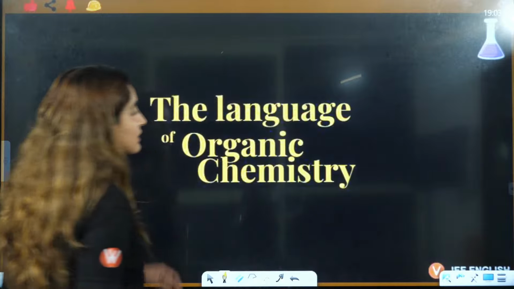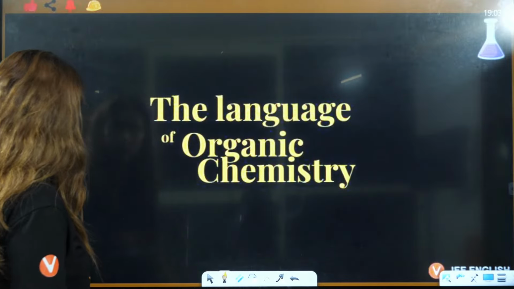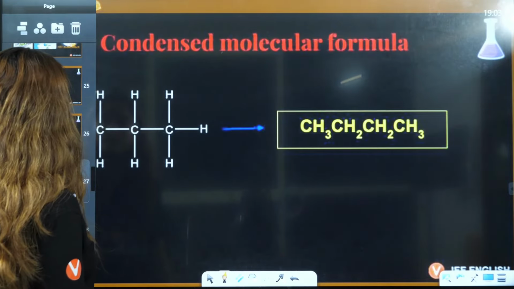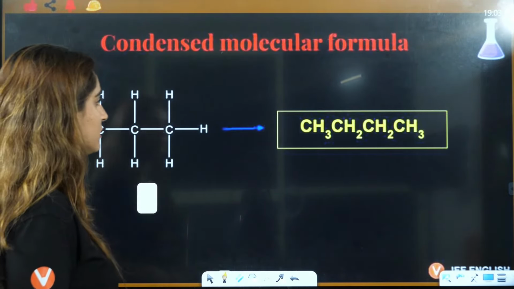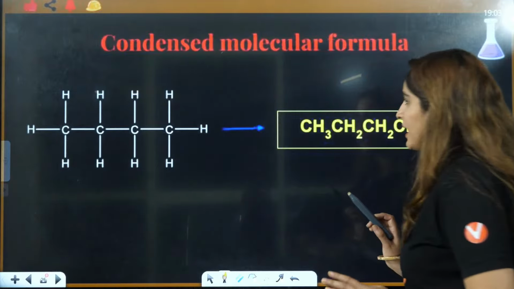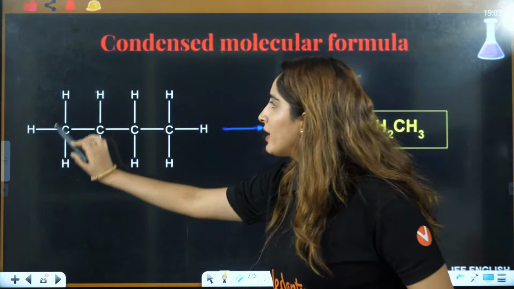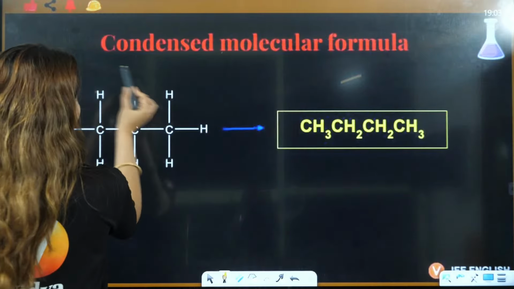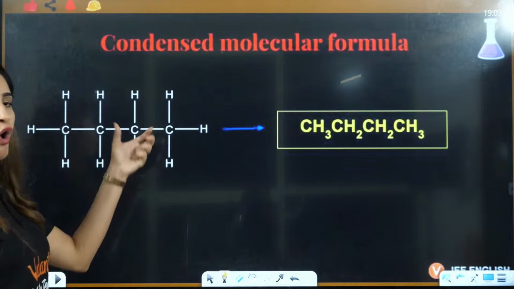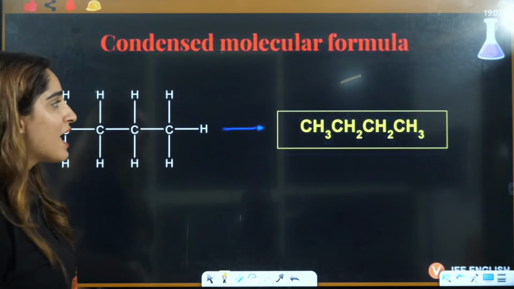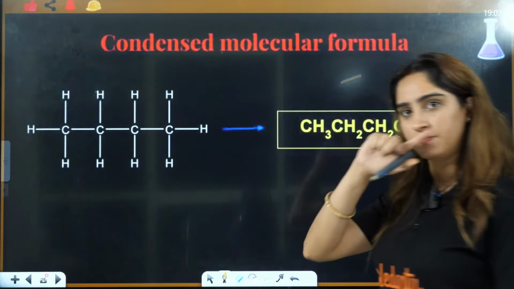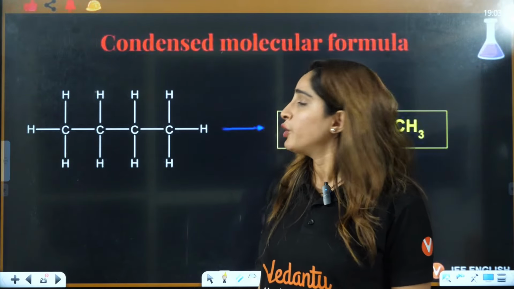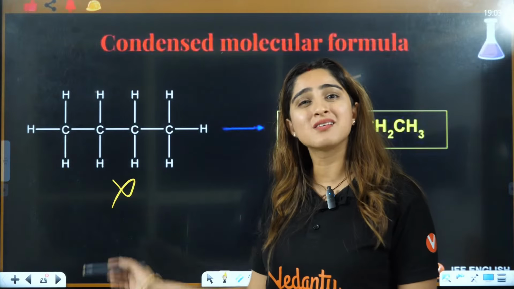Now let's understand the language of organic chemistry, right? There is a language of organic chemistry. For that, the first thing is the condensed formula. See, this is the bond line formula and this is the condensed formula. When you draw lines, you show the bonds, and this is how you write it directly. In your entire organic chemistry in 11th and 12th, you are not going to use this. This is very time consuming.